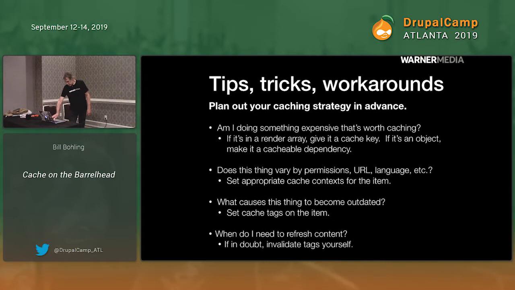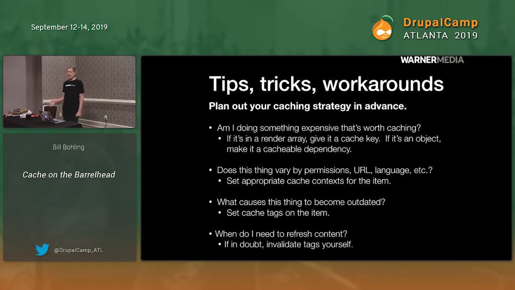Okay, a big one. I got this out of talking to the folks on NCAA. They ran into a lot of problems with their caching. But a big thing you can do to help yourself out with that is to plan out your strategy in advance. So when you're developing a new feature, ask yourself these questions. Am I doing something expensive that's worth caching? If it's in a render array, give it a cache key. That will store it in a cache bin so you can easily look it up later. If it's an object, make it a cacheable dependency.